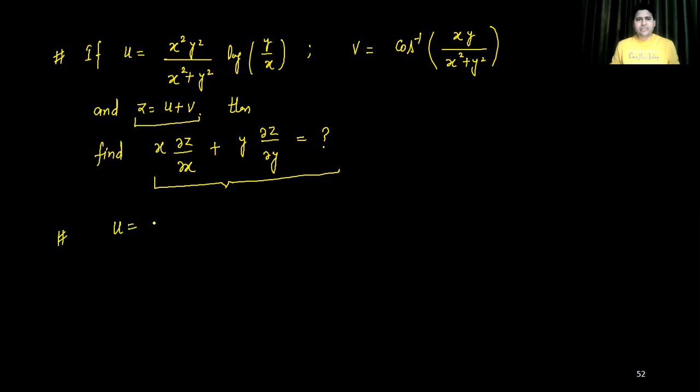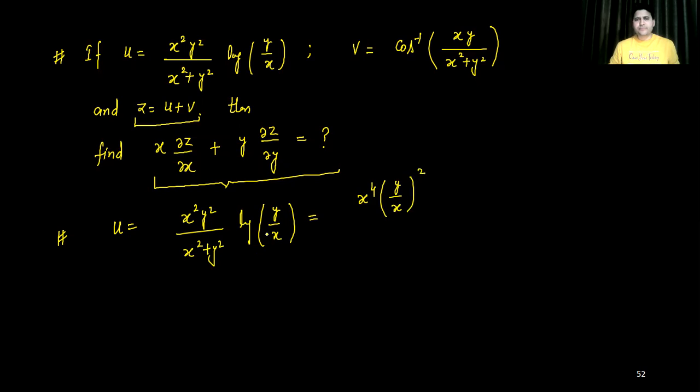It is given that u equals x square y square upon x square plus y square into log of y upon x, which can be written as x power 4 into y upon x whole square, because I am trying to write it as a function of y upon x, with x square common, 1 plus y upon x whole square, into log of y upon x. This got cancelled two times, which is what?